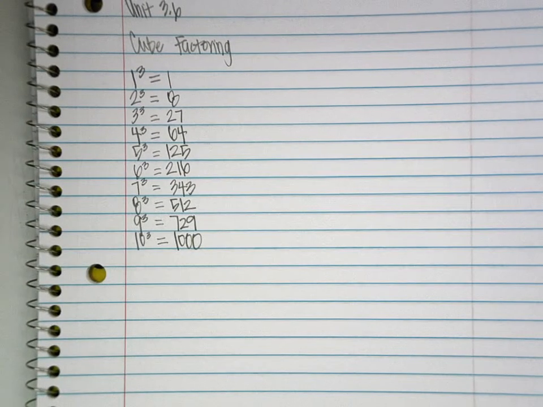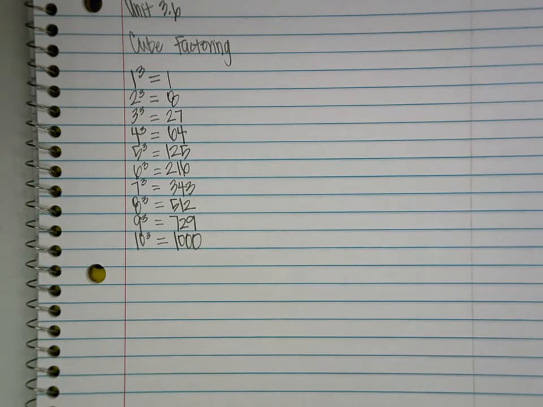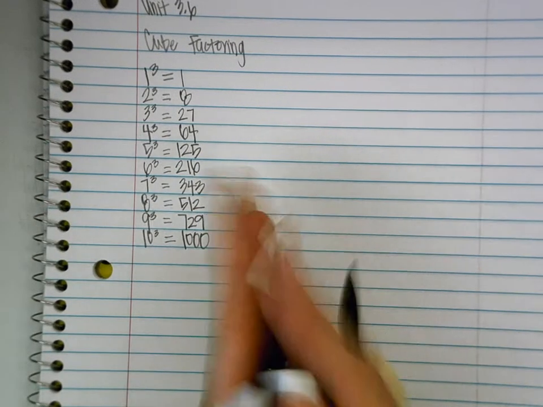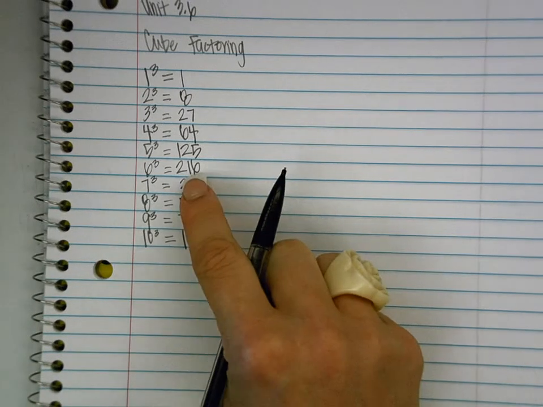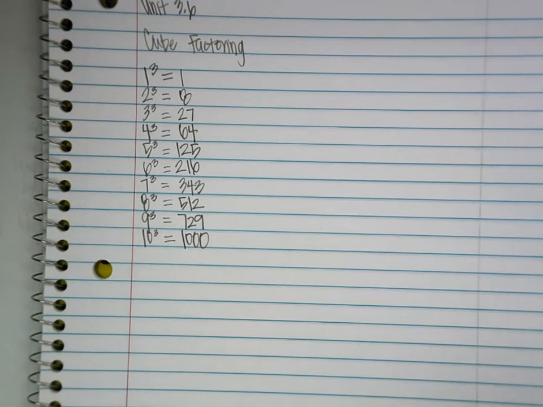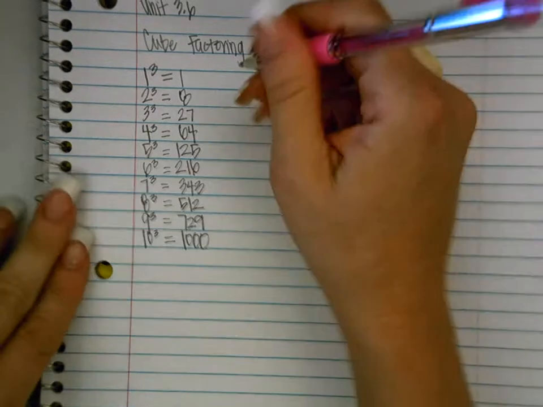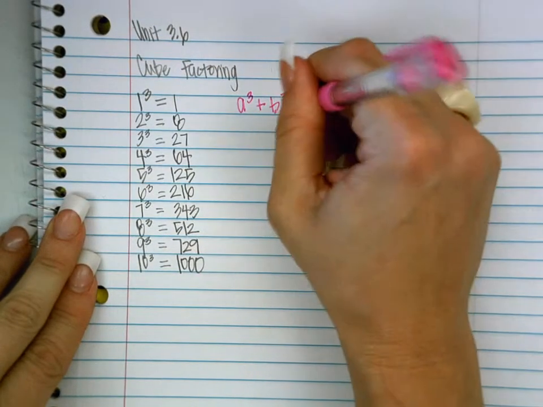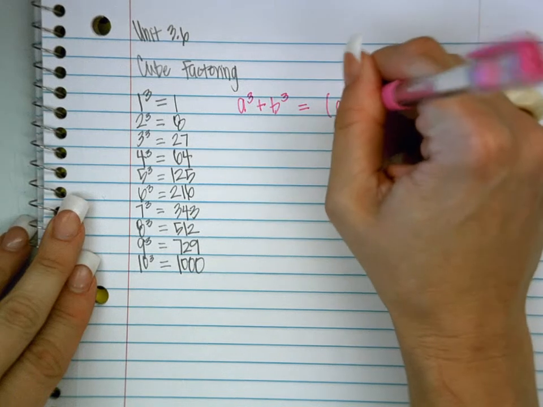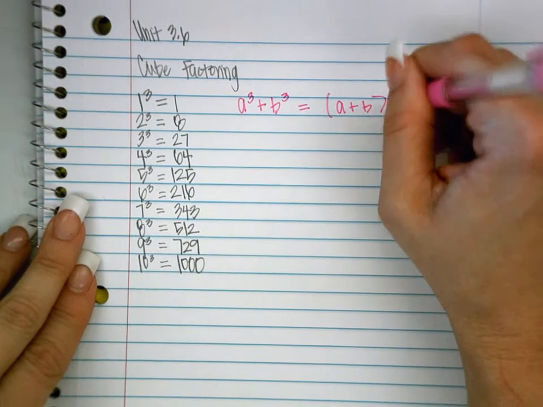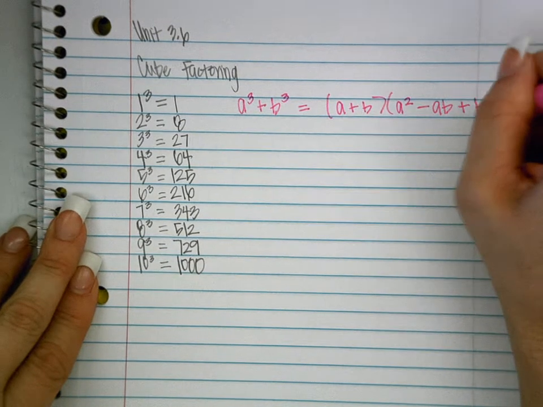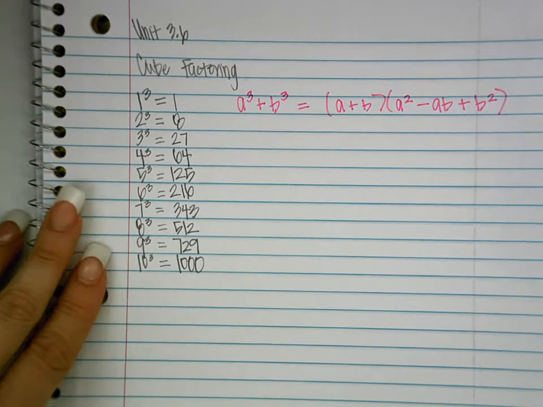Like I was saying earlier, you really need to be able to recognize cubes. So not going this way to the big number, but going backwards, knowing, for instance, that 216 is 6 cubed. There are 2 different formulas that you need to know. For one, a cubed plus b cubed breaks down to a plus b times a squared minus ab plus b squared. That is the first formula that you need to know.